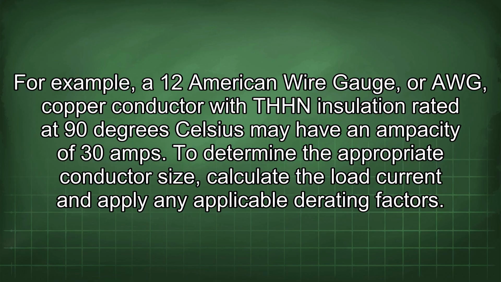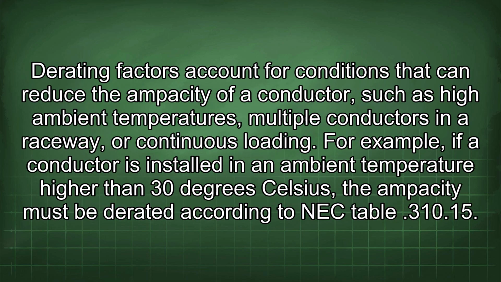To determine the appropriate conductor size, calculate the load current and apply any applicable derating factors. Derating factors account for conditions that can reduce the ampacity of a conductor, such as high ambient temperatures, multiple conductors in a raceway, or continuous loading. For example, if a conductor is installed in an ambient temperature higher than 30 degrees Celsius, the ampacity must be derated according to NEC Table 310.15.